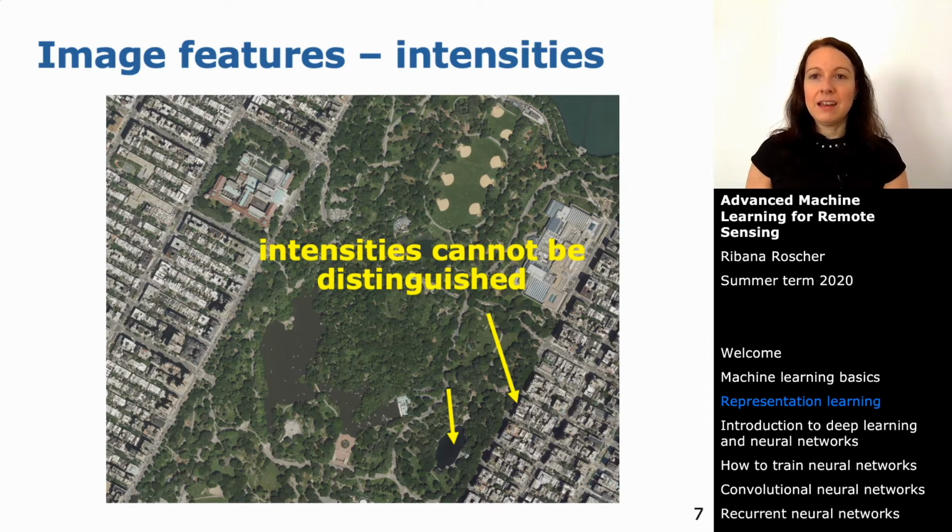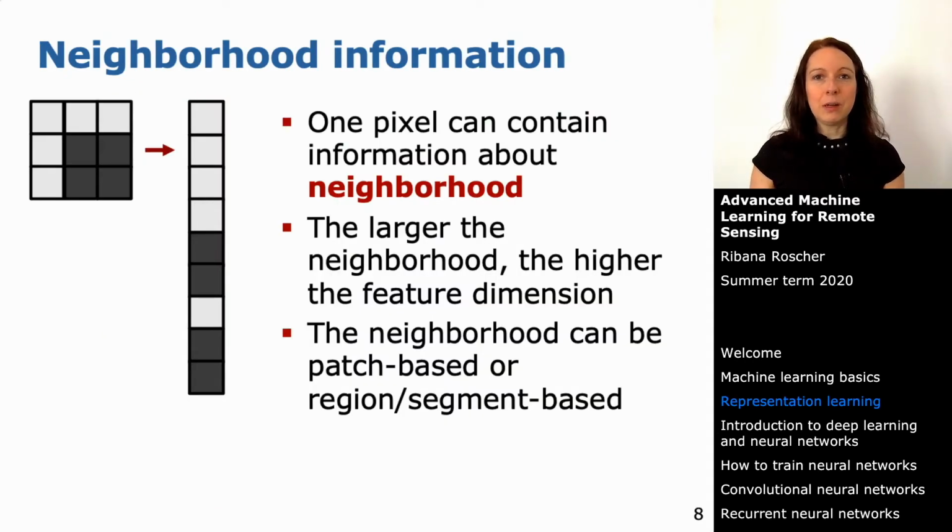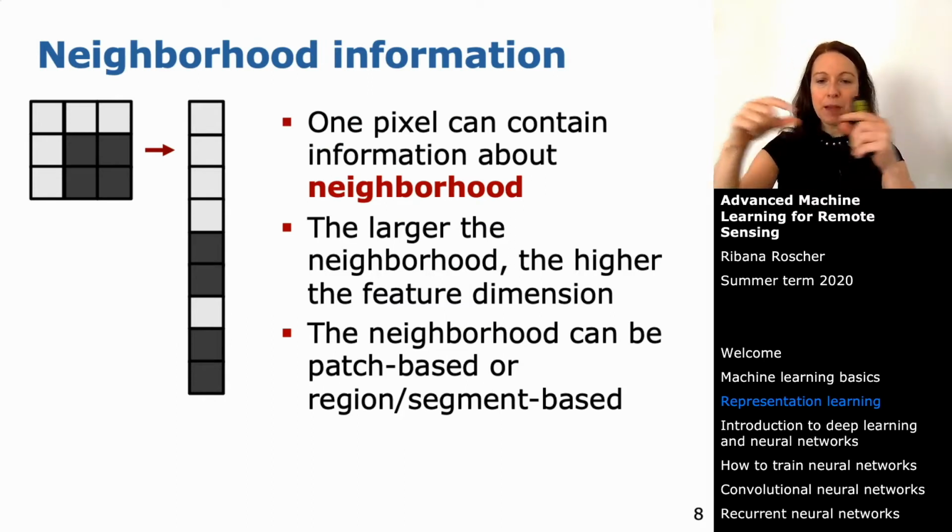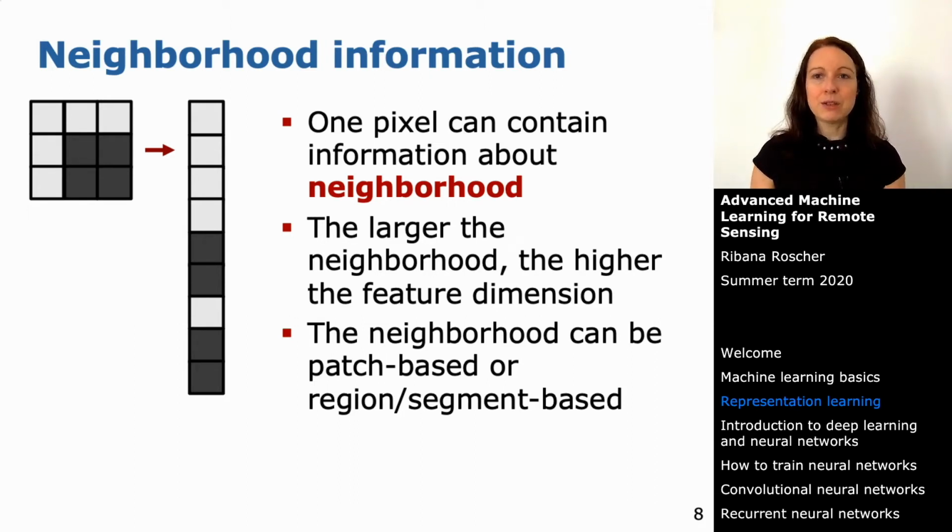And first you can think of taking into account the context, the neighborhood. And if you want to include the neighborhood, the easiest thing you can do is you do not take only the pixel, but you also take the pixels around it. And because you cannot work with image patches directly, what you do is you vectorize the image patch, so that you end up with a long vector.